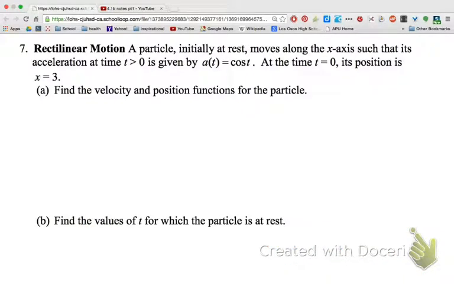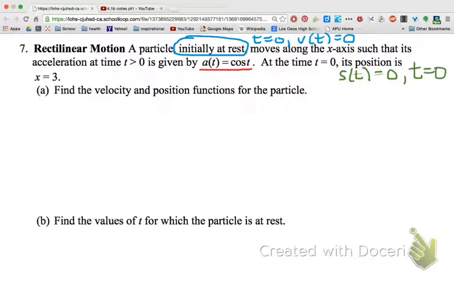And so on this next one, I have some clues. I feel like this is Blue's Clues, and I am writing them down in my handy dandy notebook. So initially at rest tells me when time is 0, that its velocity is 0. And then they give me the formula for acceleration. And then they tell me at time 0 what the position is. So s of t is 0 when t is 0. So lots of Blue's Clues.